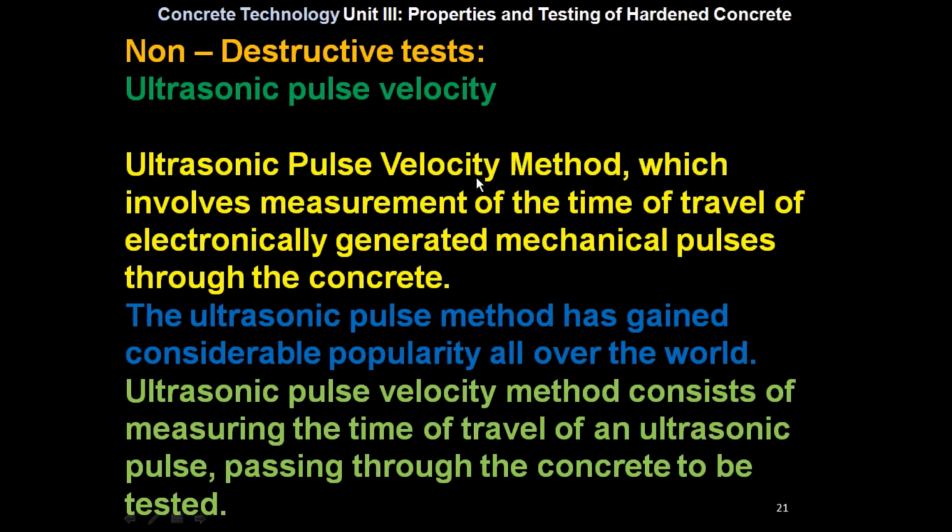The ultrasonic pulse velocity method involves measurement of the time interval of electronically generated mechanical pulses through the concrete. The ultrasonic pulse method has gained considerable popularity all over the world. It consists of measuring the time of travel of an ultrasonic pulse passing through the concrete to be tested.